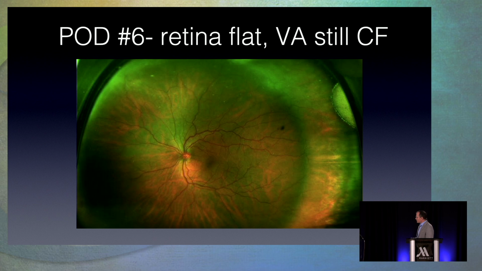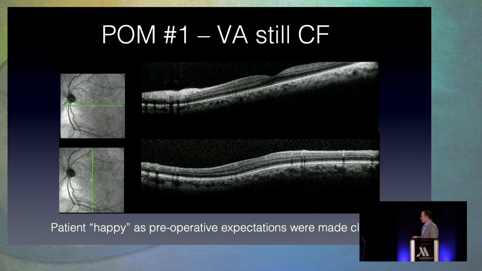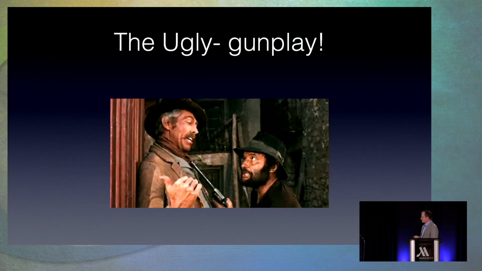And 1 week later, he's totally attached, but his vision is still count fingers. But thankfully, I noticed the APD and I was able to tell him, I don't really think your vision's going to get much better because his macula was on to begin with. So, again, I think expectations are important, and he was happy, not thrilled, but he understood that it was not necessarily going to improve his vision, but prevent further demise.